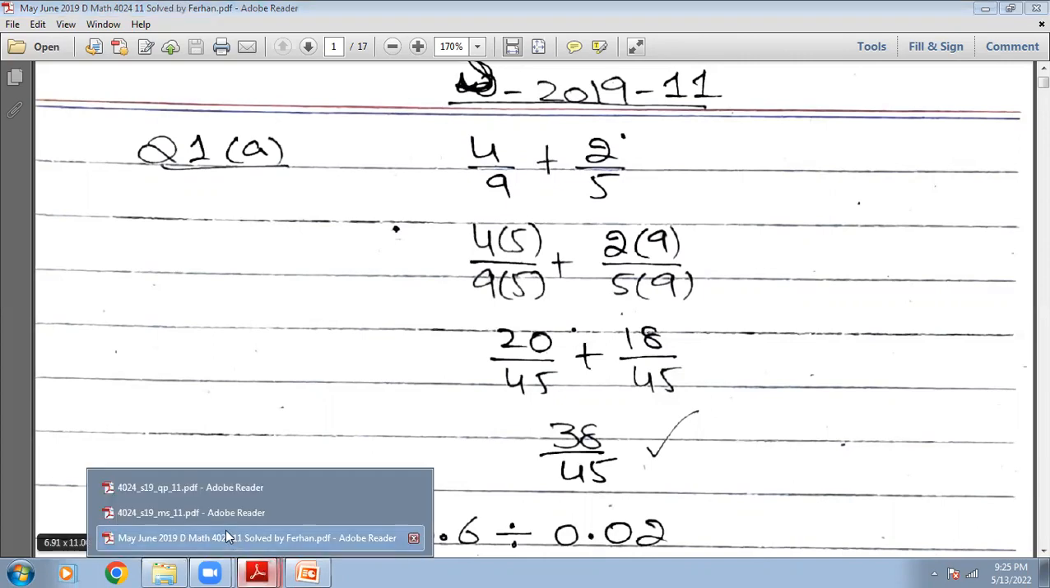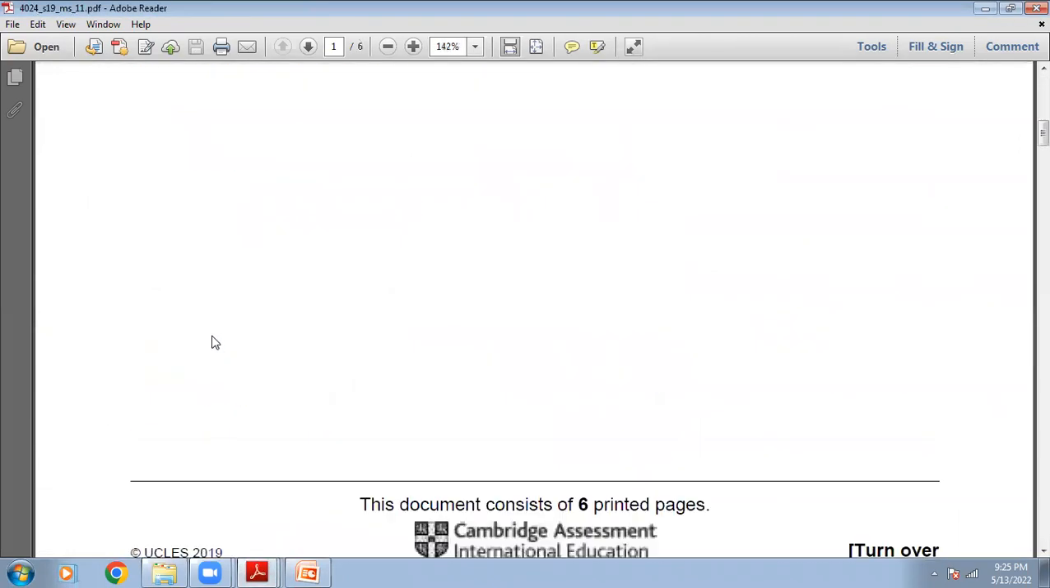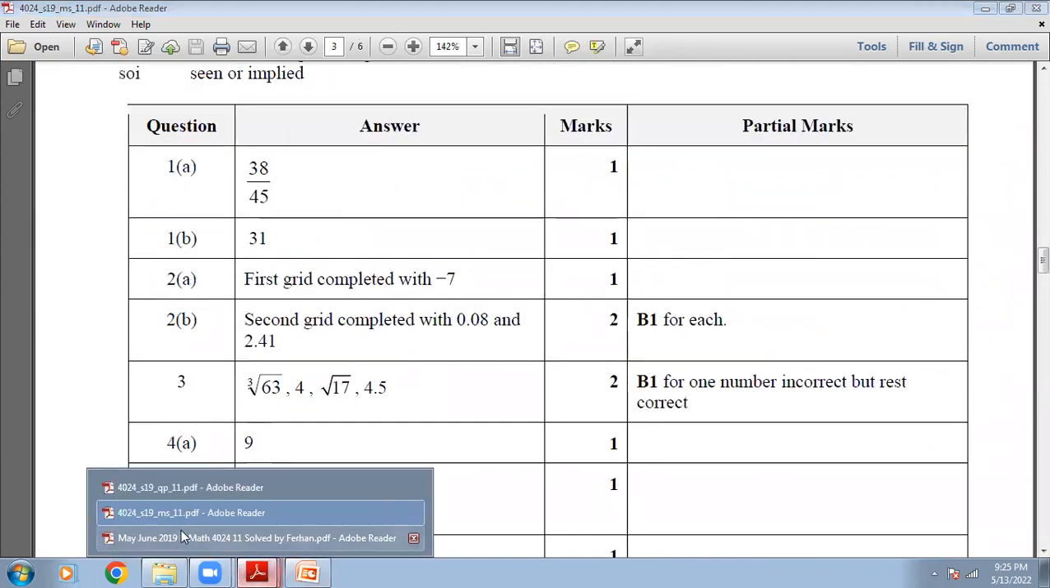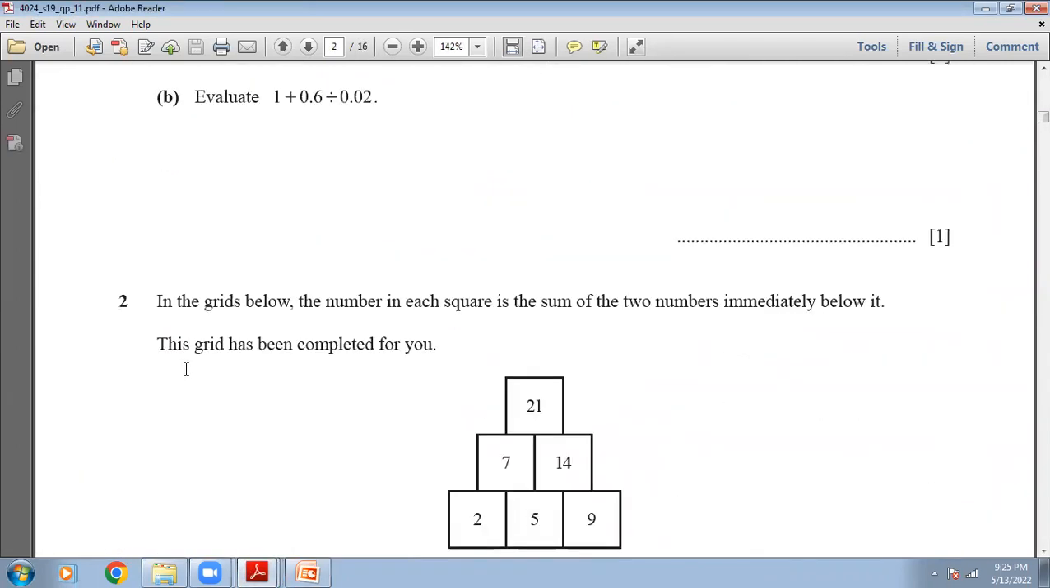I have already checked my answer with the marking scheme, but for you, let me show you the marking scheme. 38 by 45 is the right answer, sir. Okay, the next part.